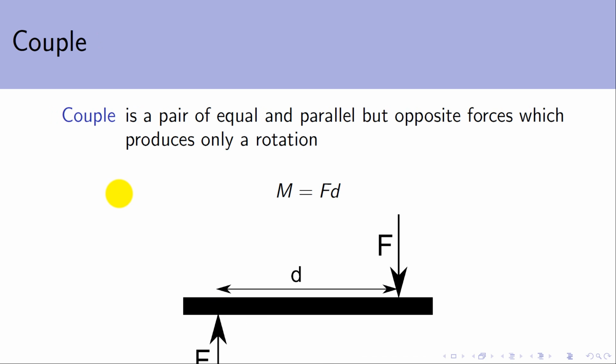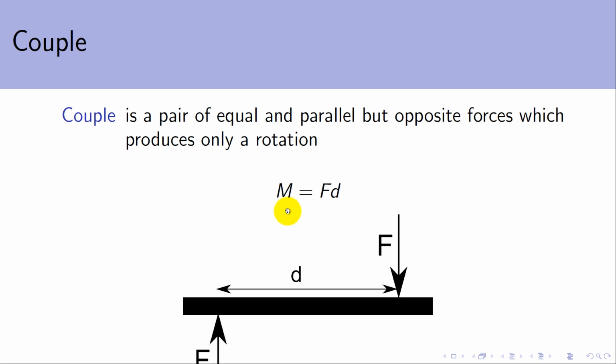There's also a special case of moments, and that's something called a couple. When we've got two forces which are equal in magnitude and anti-parallel, so acting along parallel lines but offset from each other and in opposite directions, then this is what we call a couple. And this only produces a rotation. It doesn't produce any linear motion, because of course the net vertical force on this is going to be zero and there's no horizontal force. So it produces just a rotation, no linear motion at all.